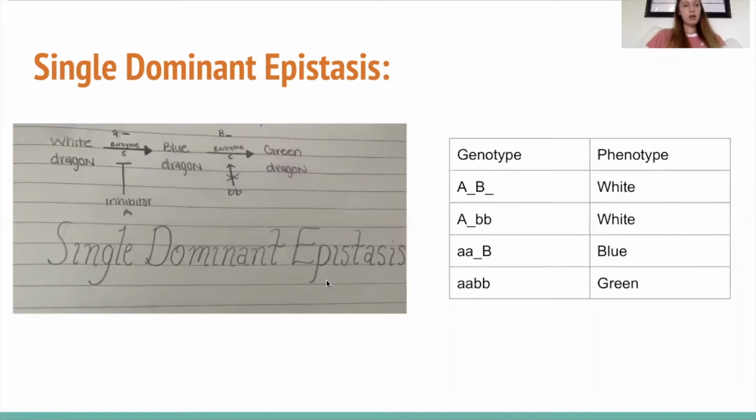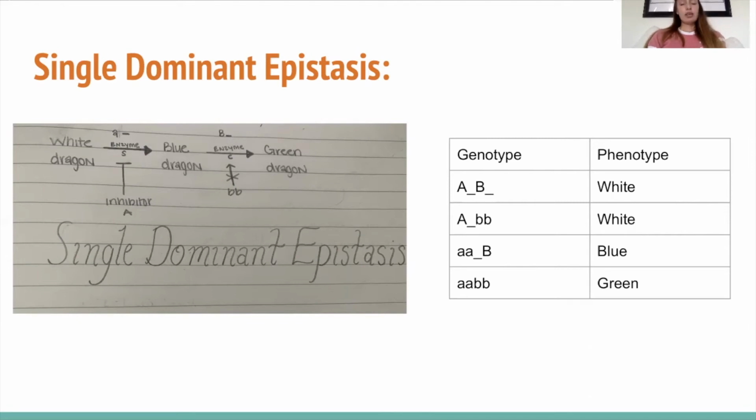dragons. So we're going to have a white dragon here, and if it has a big A allele, then this enzyme S is going to be inhibited, and it can only be a white dragon. So our genotype is just going to be white. Even if you have a big B or little b's, it's just going to stay white. It will never get to the intermediate. If it has a little a, it can go to a blue dragon.